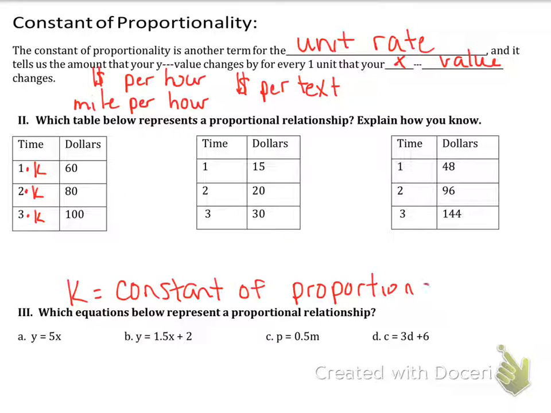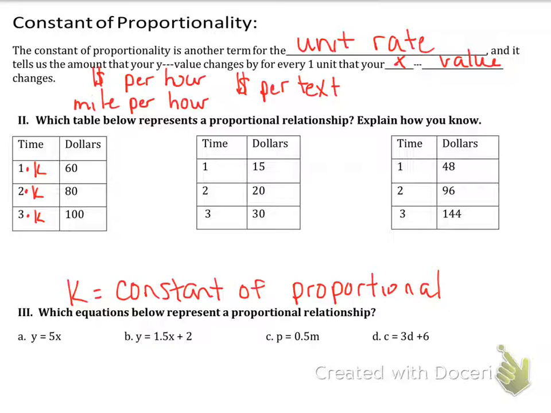And the reason why K represents constant proportionality is because C is taken. Anytime you see C in math or science, typically that means speed of light. Which is weird, but that's just how it is. So in math we use K to represent the constant proportionality. So we want to figure out if you're multiplying by the same thing every single time.